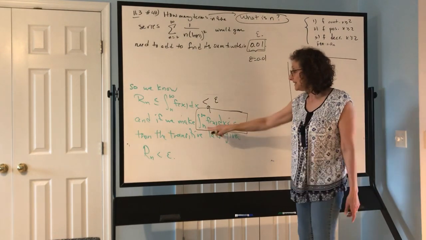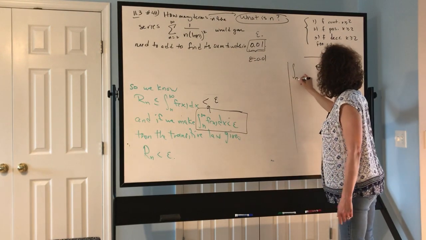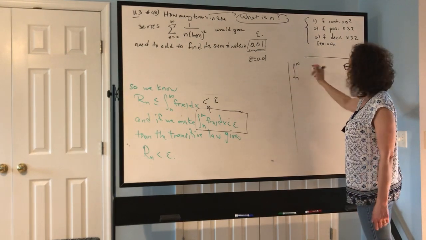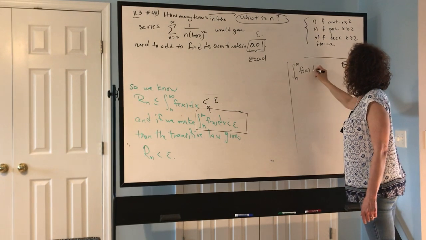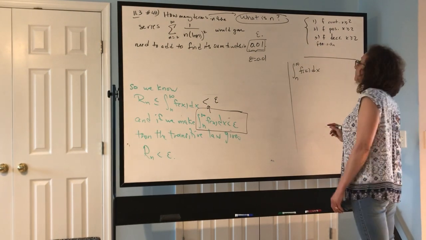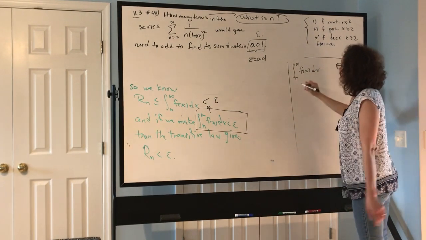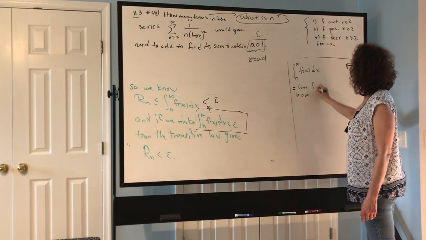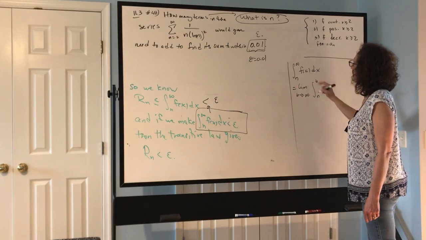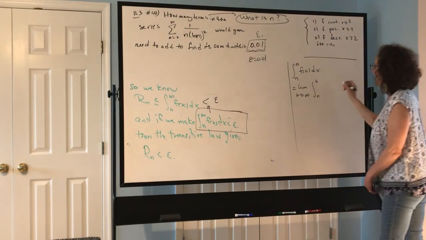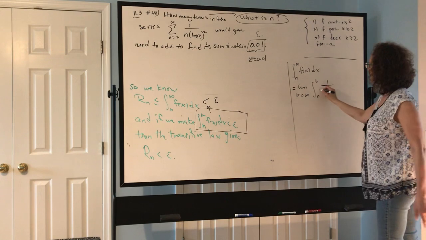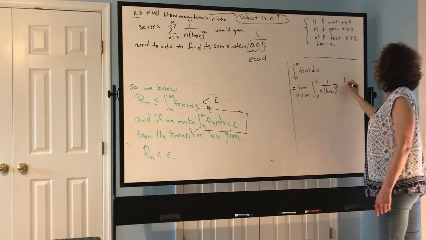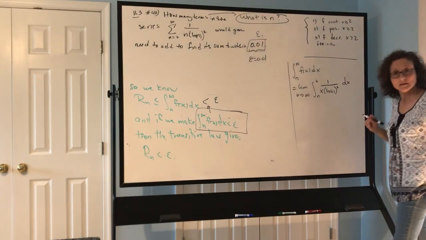So what does that mean? It means I need to integrate. I have to do this integration. What is the integral from n to infinity of f of x dx for this problem? It means the limit as b goes to infinity of the integral from n to b of what is f of x for this problem? We just talked about it: 1 over x times the quantity natural log of x, squared, dx.